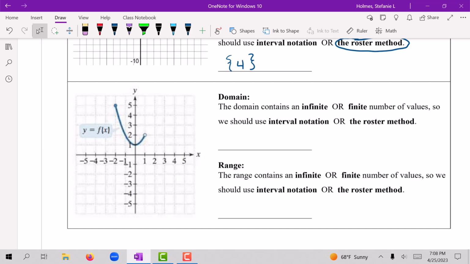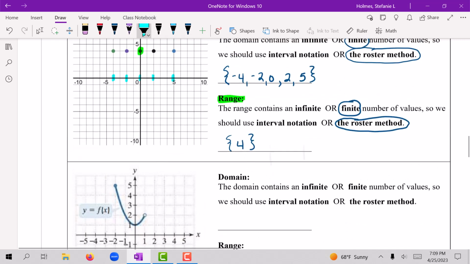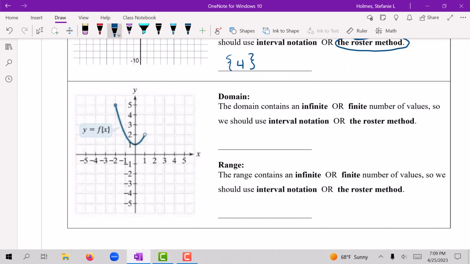So this one is also infinite, which means we should use interval notation. And I know you're probably wondering how it's infinite when it doesn't go forever in any direction. Well, there are an infinite number of points along this line no matter what, whether it goes forever in both directions or not. So let's do our domain.